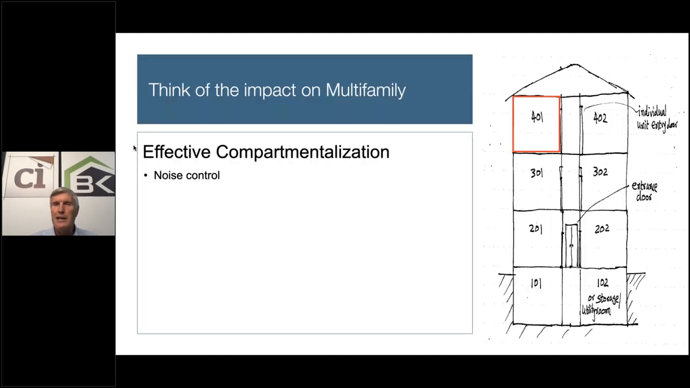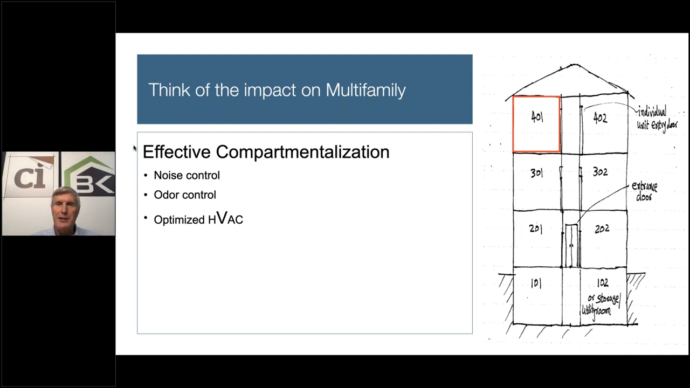For example, in multifamily, think about if I had good compartmentalization between suites, between hallways and suites, the tremendous noise control, the tremendous odor control. In other words, you're doing air sealing, not just for energy efficiency, but for noise and odor control, and ultimately to optimize HVAC. So this is actually more important in multifamily than it is in single family.